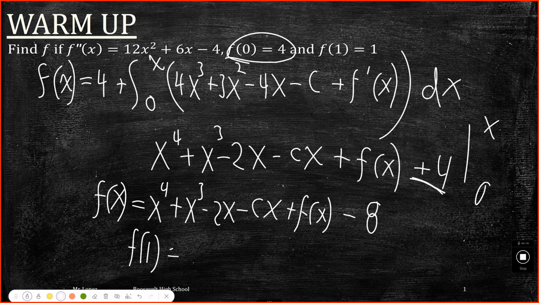F of 1, if we do f of 1, that'll be 1, 1, minus 2, minus c. F of 1 is 1. This cancels out. Move the c over that way. And then move this over this way. Because this is positive, move that over that way. It'll be 9c equal to 9.